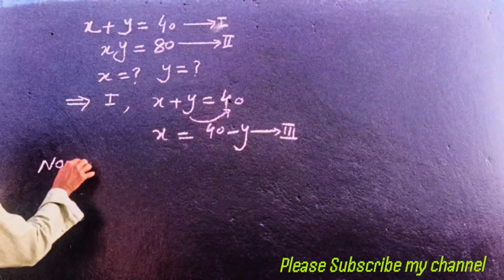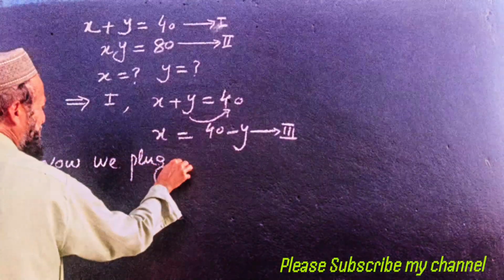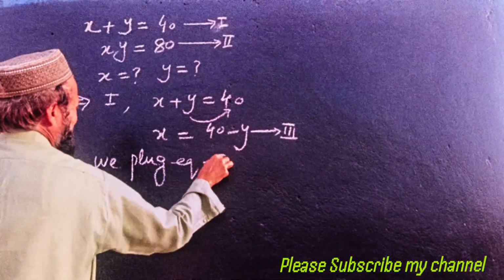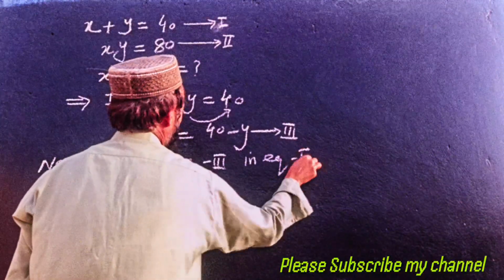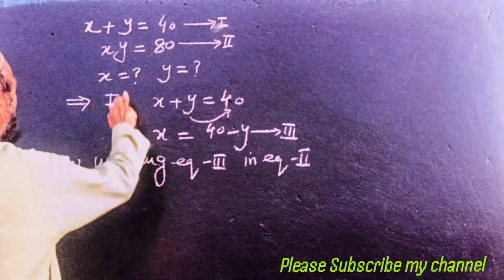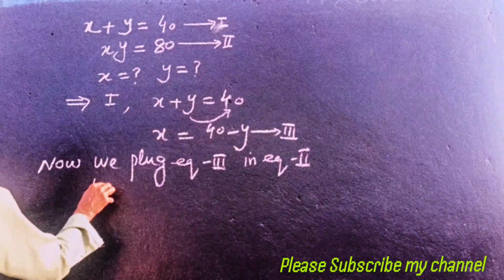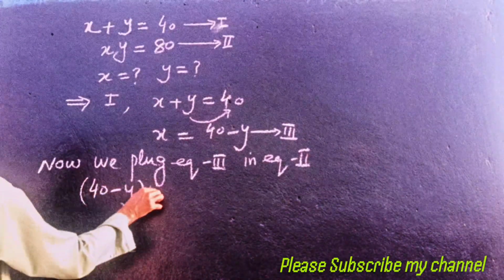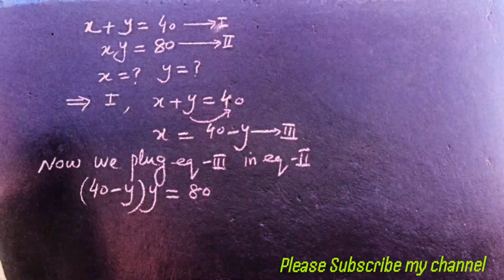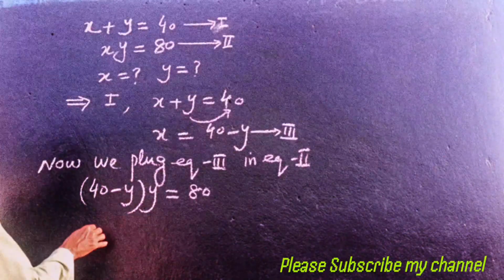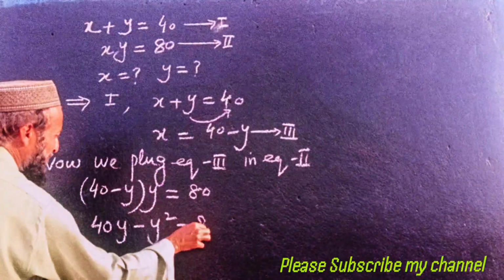Now we plug equation third into equation number second. In the place of x, we put this result, 40 minus y, times y is equal to 80. Now we multiply and open the brackets: 40y minus y square is equal to 80.